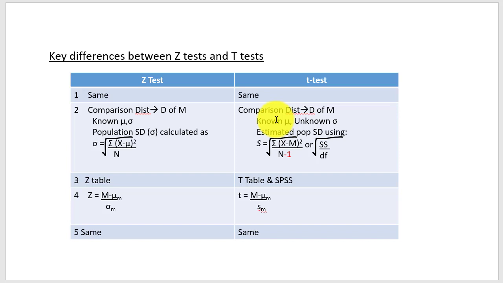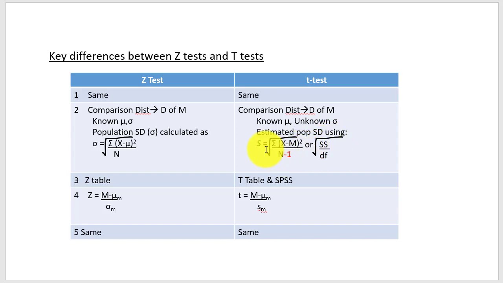For a comparison distribution for a t-test, we don't know what the spread of the scores are. We know what the mean is, but we don't know how spread out those scores are. So we can estimate how spread out the scores in the population are by using the sample information. And we'll go over the logic of that in just a moment. But the sample comes from the population, so it stands to reason that we can make an estimation of how the population looks based on the sample.